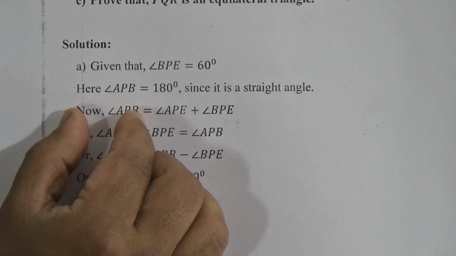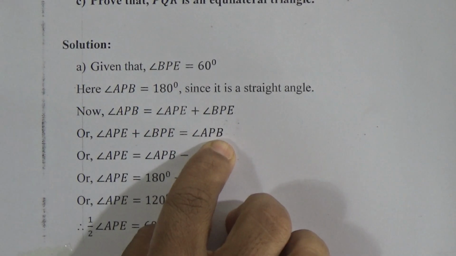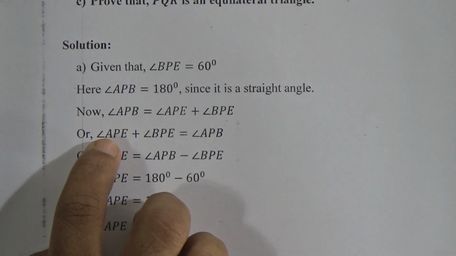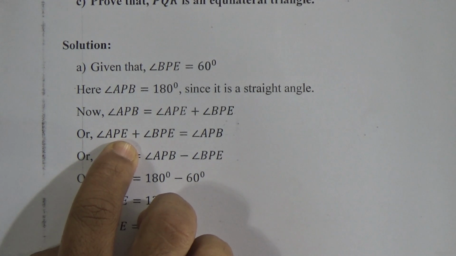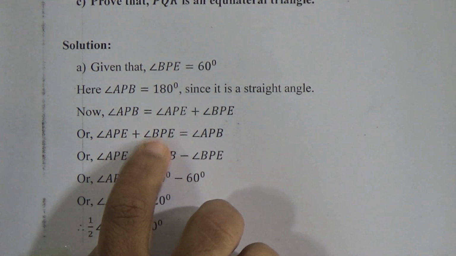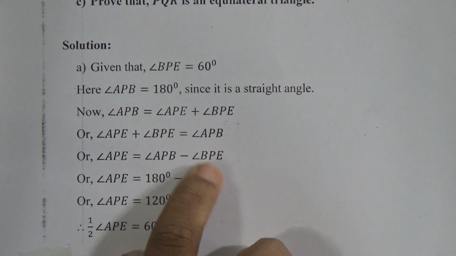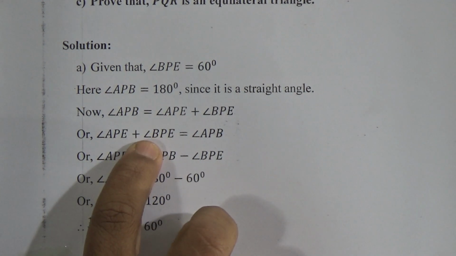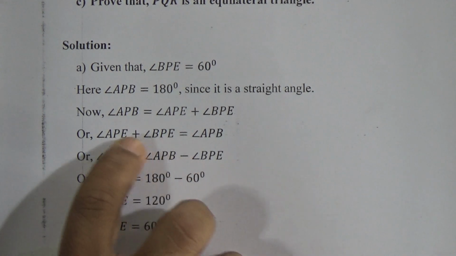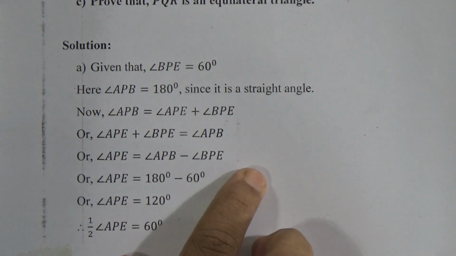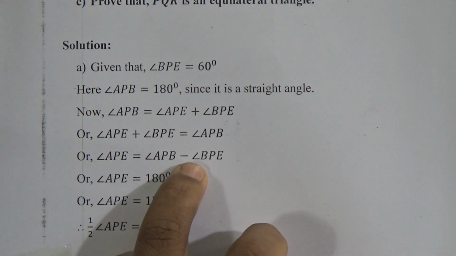Now I transfer the right side term to the left side and the left side term to the right side, nothing else. We need to find the value of angle APE, so angle BPE needs to be transferred to the right side. BPE had a plus sign before, so when you transfer it to the right side, we get a minus sign before angle BPE.